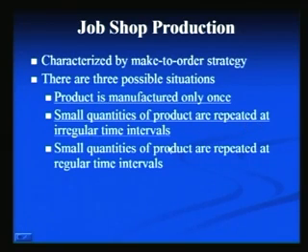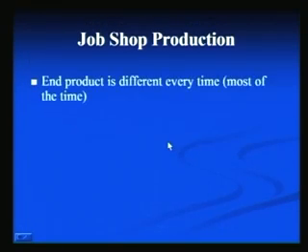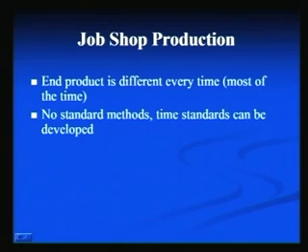Another characteristic of job shop type production is that the end product is different every time, or I should say most of the time. That means, we never repeat the same product. So, product is different every time, because here we use a strategy that we call make to order, as per the requirements of the customer. No standard methods or time standards can be developed, because product is changing every time. So, there is in fact no need to develop standard method, time standard, etc. to standardize the process for manufacture of that product.